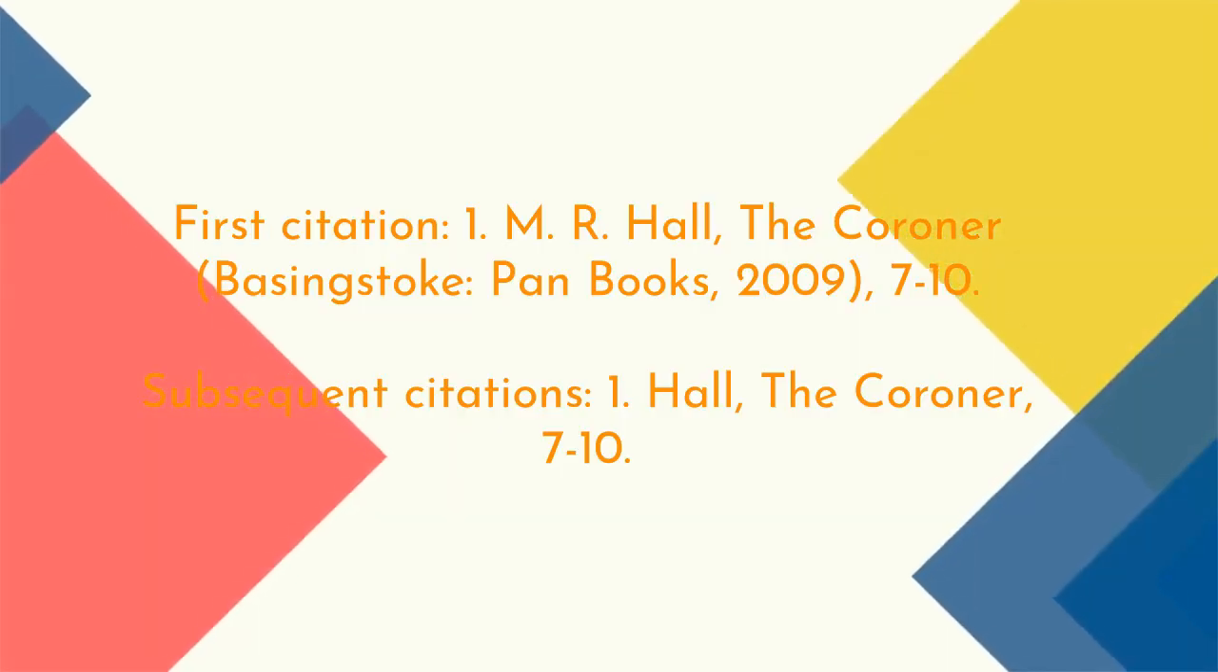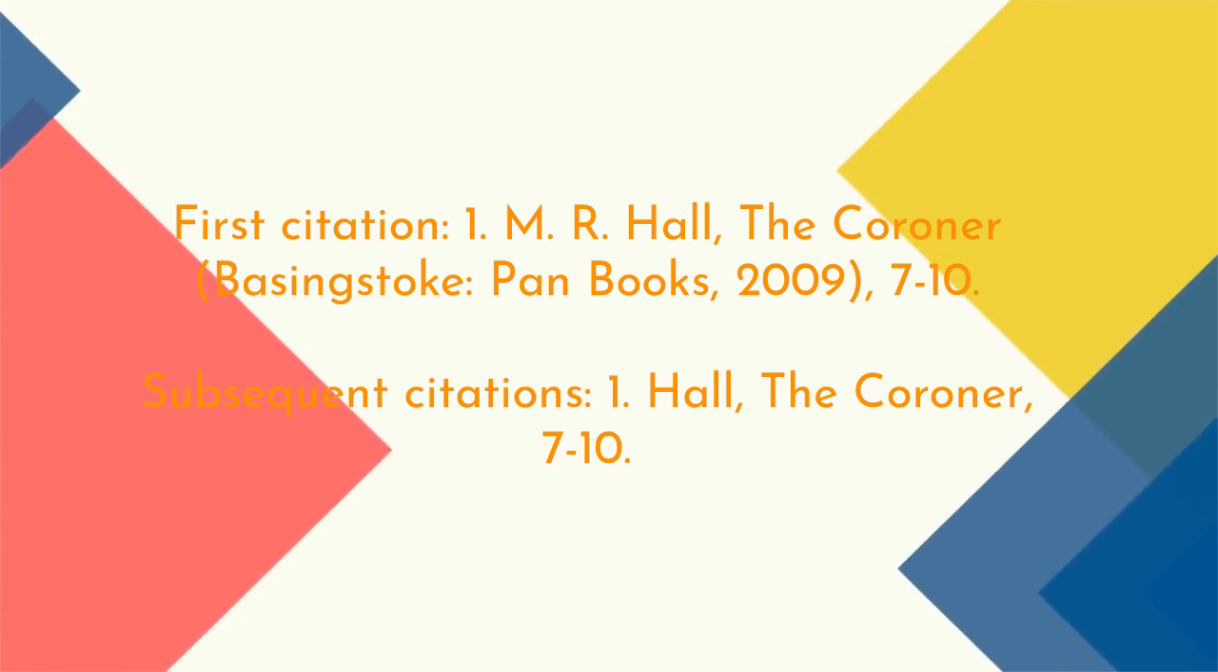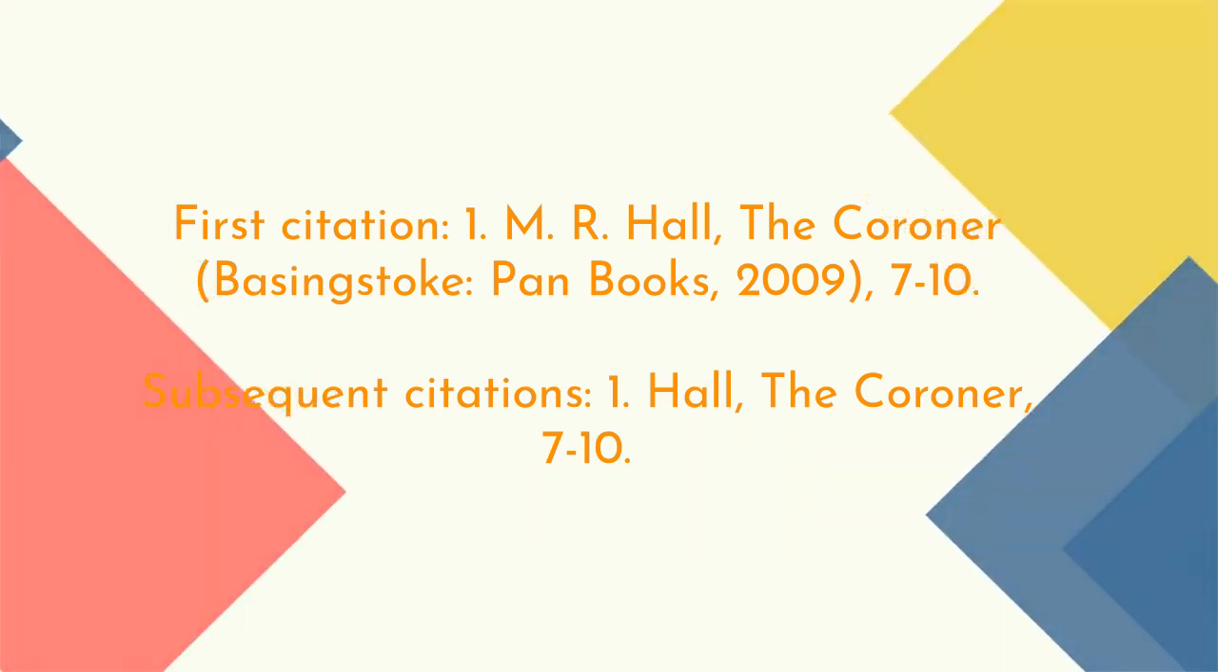So the footnote citation system is where in the text a number is put in superscript, in a little font, which is added after the information given. And the reference is then given in the footnote at the bottom of the page. So you can give the full details of the source the first time it's cited and a shortened version, including the author and the title for subsequent citations.